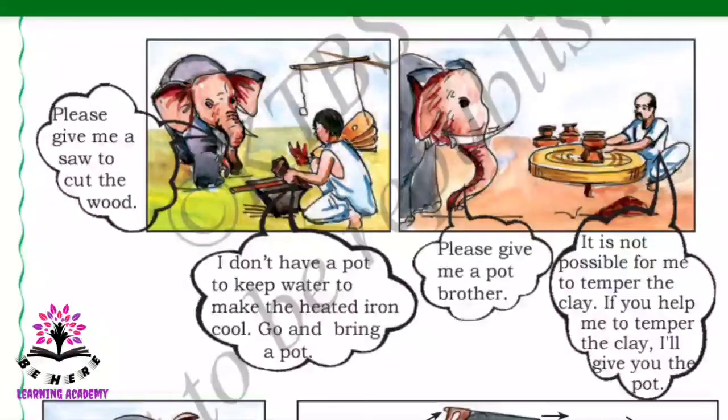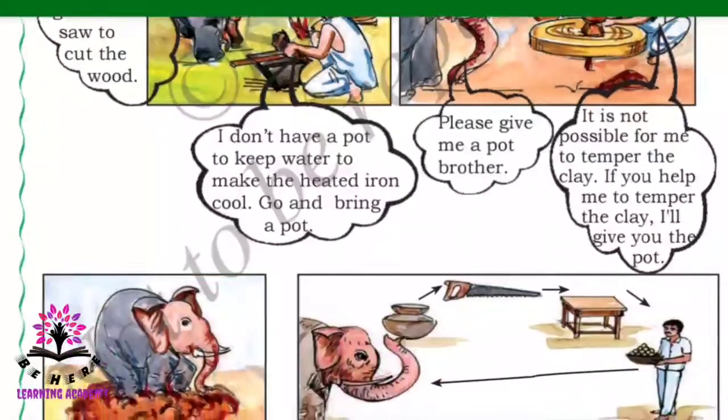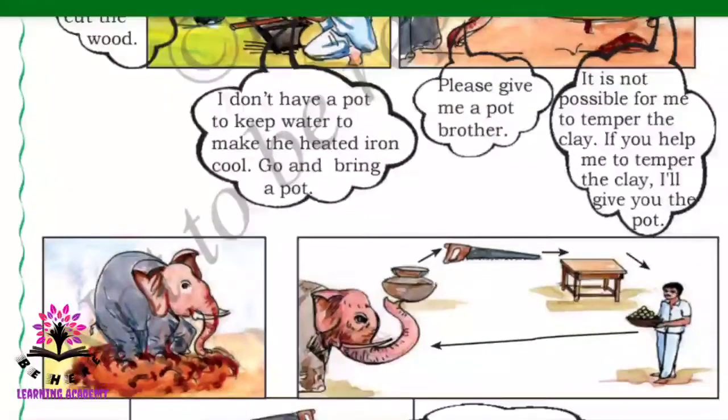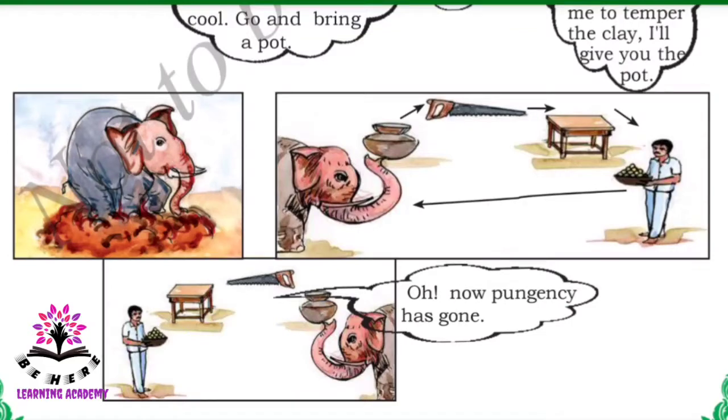I don't have a pot to keep the water to make the heated iron cool. Go and bring the pot. Please give me a pot, brother. It is not possible for me to temper the clay. If you help me to temper the clay, I will give you the pot. And he helps the potter in tempering the clay. Ho ho, now the pungency has gone.